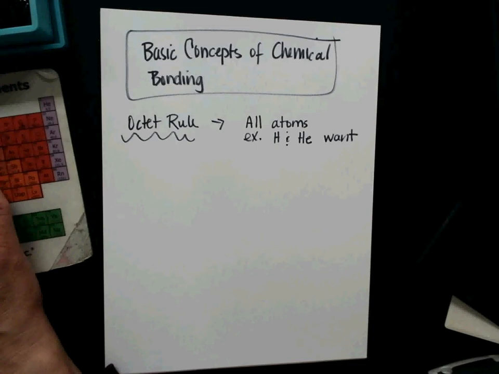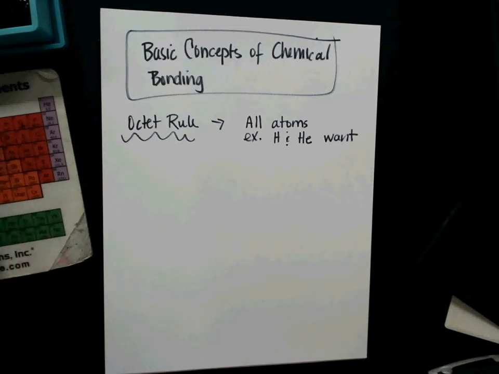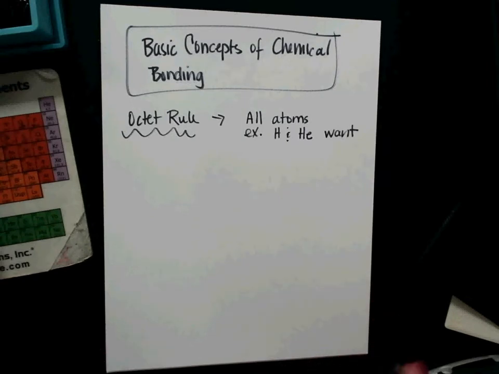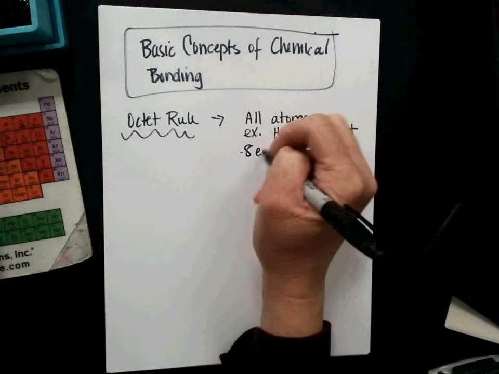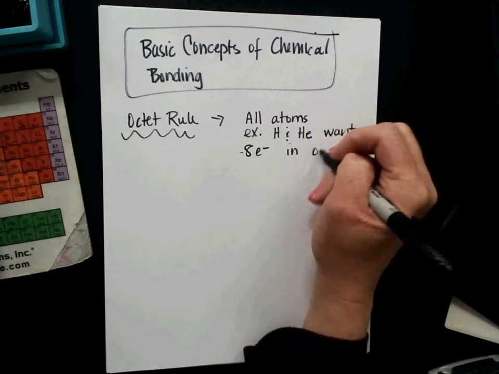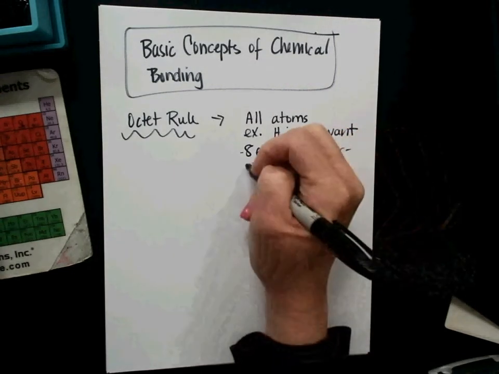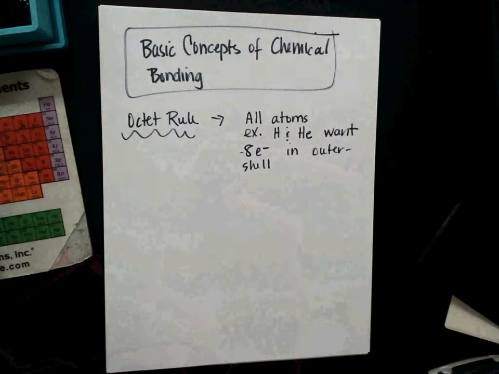Okay. So, octet rule. All atoms except hydrogen and helium want 8 electrons in their outer shell. That's pretty much the whole reason for chemical bonding.